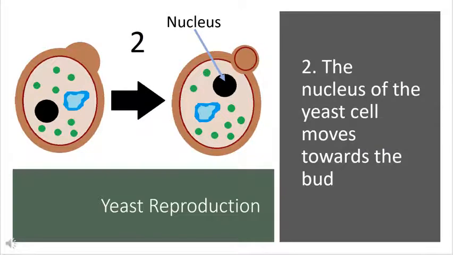The next stage of budding is now that the bud is forming at the side of the parent cell, the nucleus of the yeast cell begins to move towards this bud.